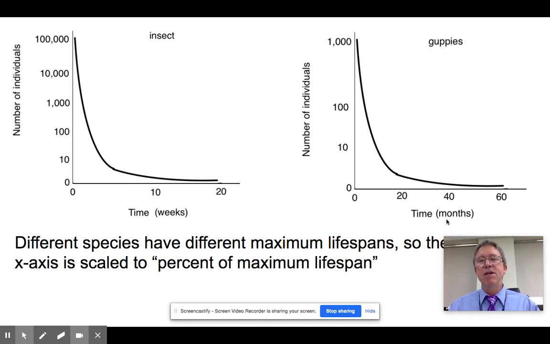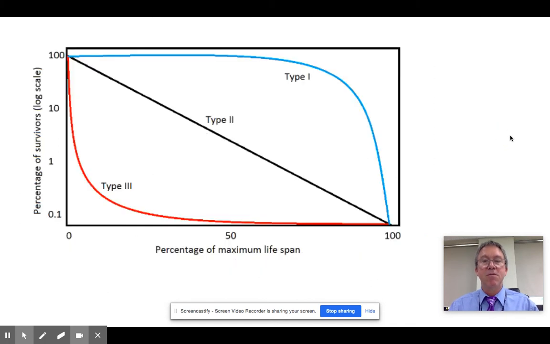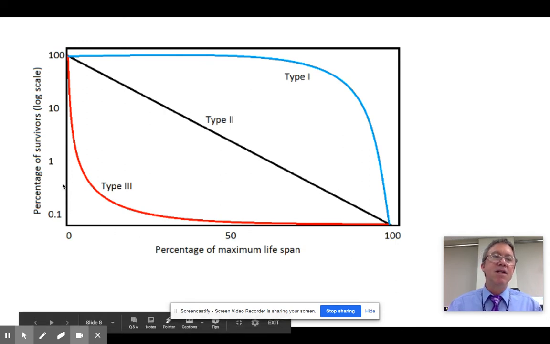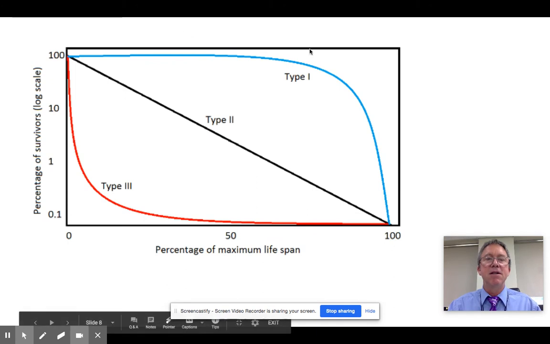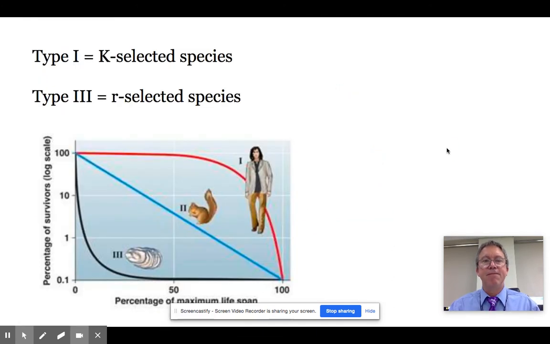So instead of absolute time, it's best to do it in terms of percent of maximum lifespan. If we do it that way, we get this lovely set of curves where this is the percentage of survivors on a logarithmic scale, and this is the percentage of the maximum lifespan of the organism, regardless of what that lifespan would be. So take that maximum lifespan: if it's 1,000 years, this is 500 years. If it's 100 years, this is 50. If it's 4 weeks, this is 2 weeks. And if we do it that way, we get these survivorship curves that are pretty often replicated.